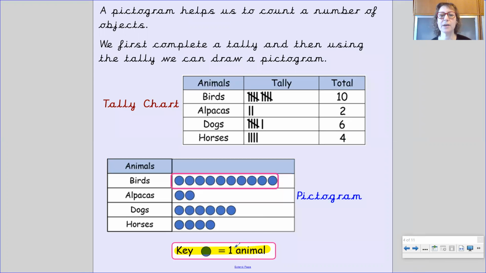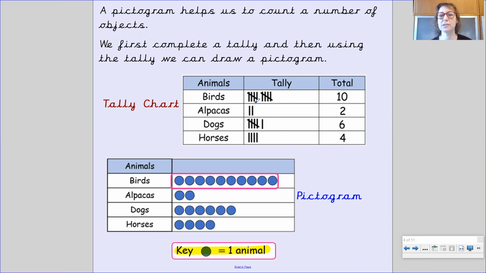So what we're going to do is draw one circle for every animal. It doesn't have to be a circle. It could be an animal head. I'm not going to draw animal heads. It could be a square. It could be a triangle. It's anything. It's a picture that represents one animal.